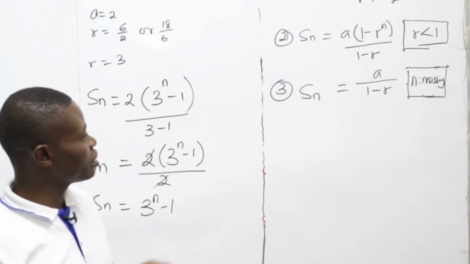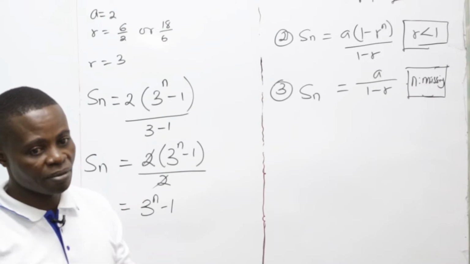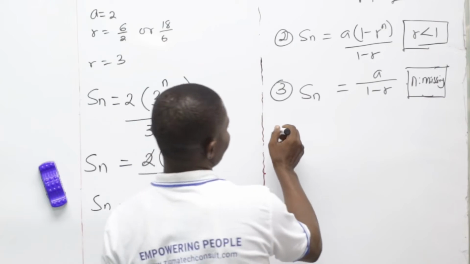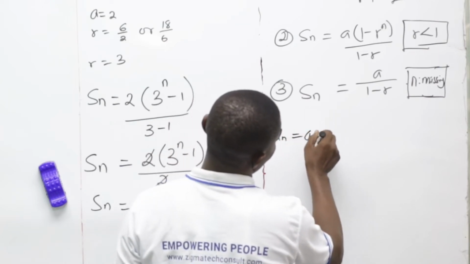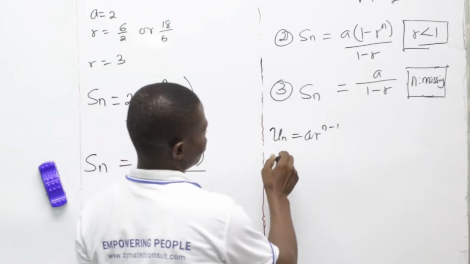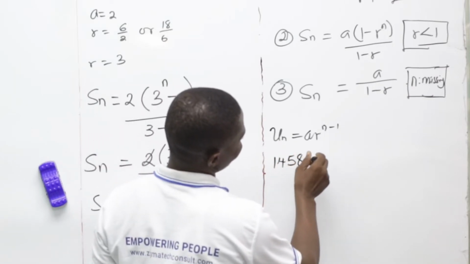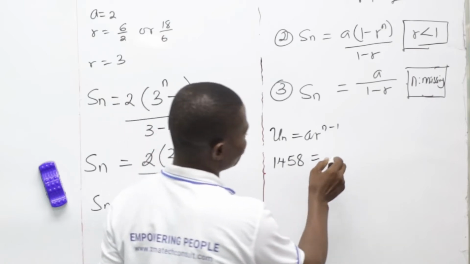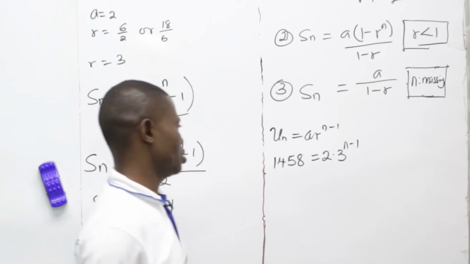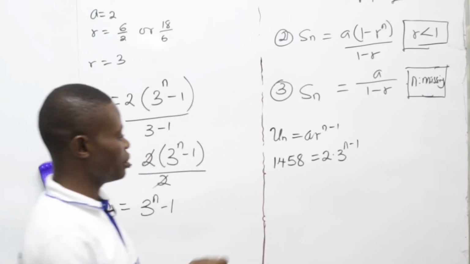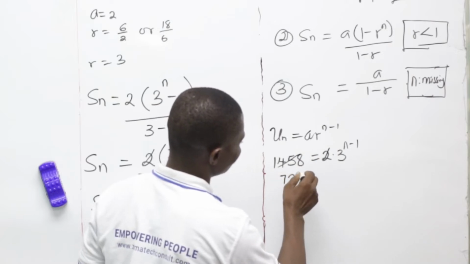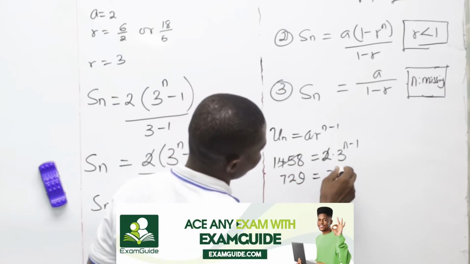Recall, we have a last term, we have the first term, we have the common ratio. Un equals a r raised to the power n minus 1. The last term there is 1458. So 1458 equals a, which is 2, times r, which is 3, raised to the power n minus 1. That is good. 2 here, 2 here, this is 729 equals 3 raised to the power n minus 1.